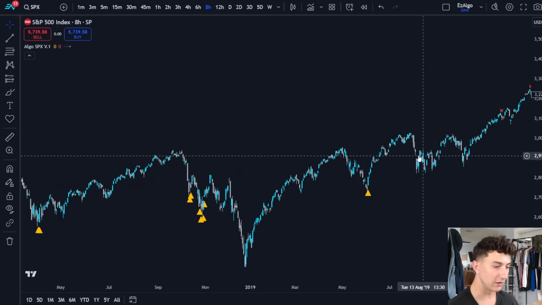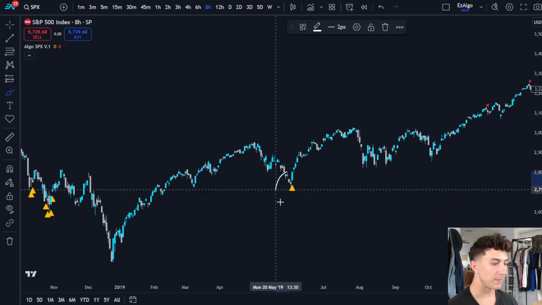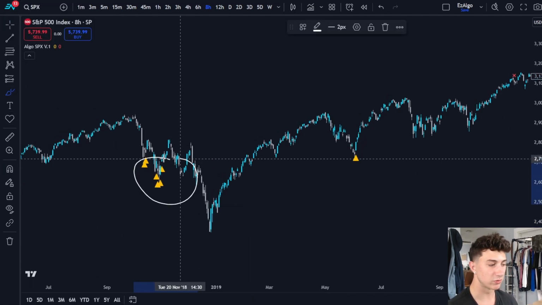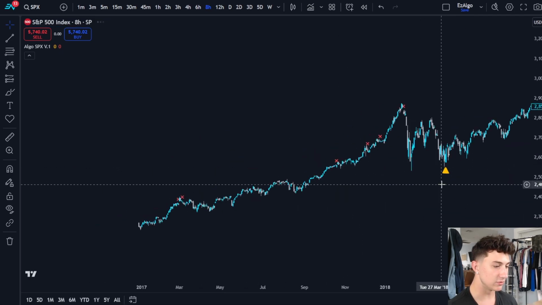Even if you look back a little bit further, giving you another buy point here, price goes up. Again, buy point, we get a little dip, but right after, price continues to go up. So this is a really good average price to get into the S&P 500.